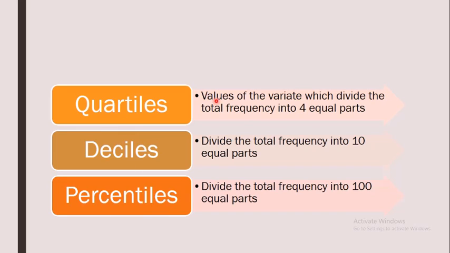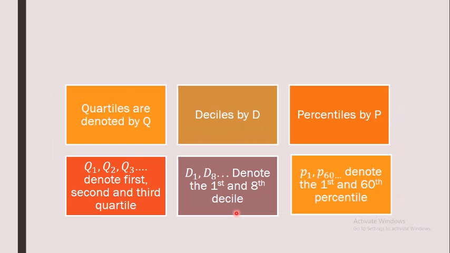What are quartiles? Quartiles are the values of the variate which divide the total frequency into 4 equal parts. Deciles are those which divide the total frequency into 10 equal parts. Percentiles divide the total frequency into 100 equal parts.